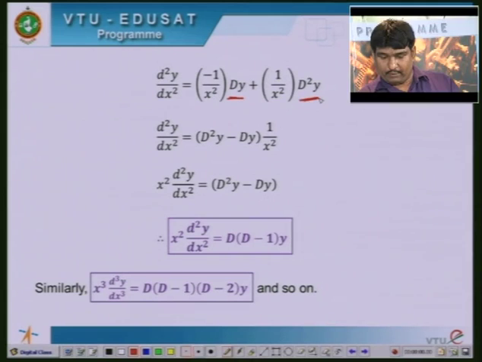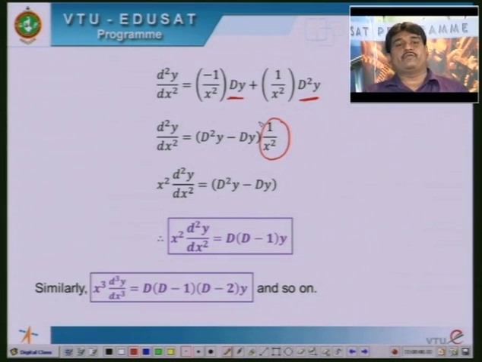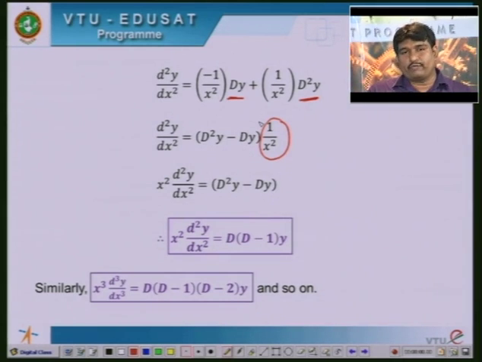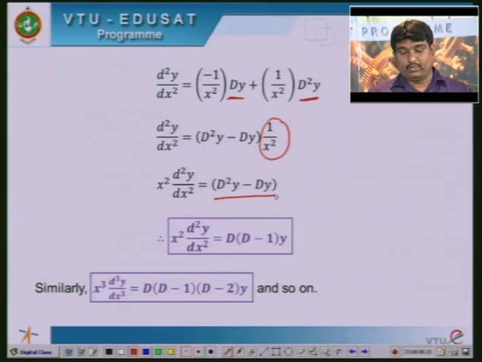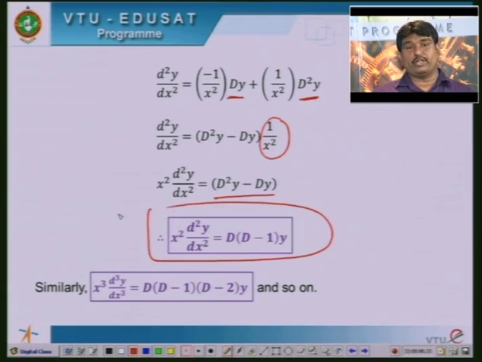D square y, I will cross, okay, I will take 1 by x square common, it becomes d square y minus dy into 1 by x square, cross multiply x square, so it is x square into d square y by dx square equals d square y minus dy. So finally x square into d square y by dx square equals d into d minus 1 into y.